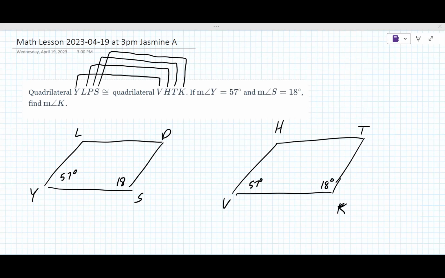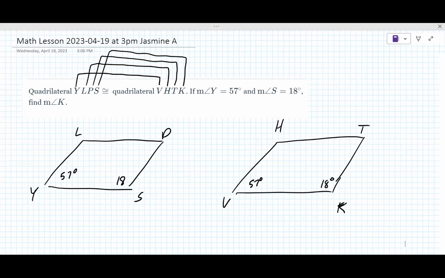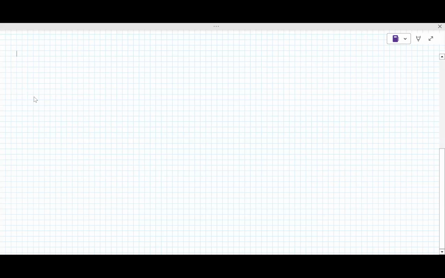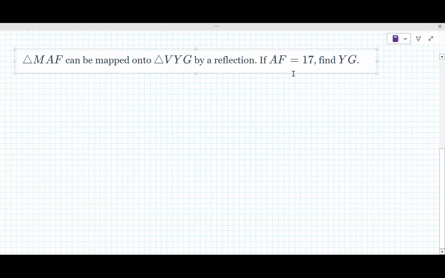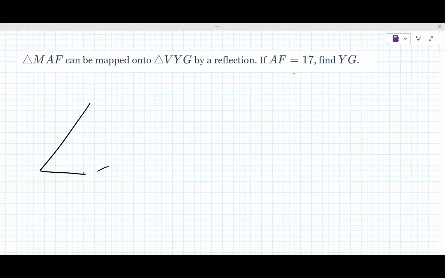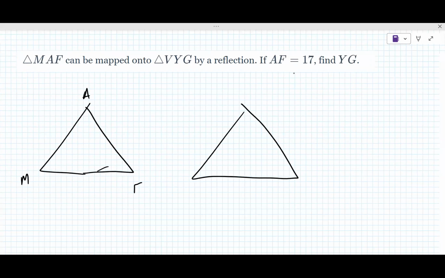All right, so look at another one here. Triangle MAF can be mapped onto triangle VYG. So MAF, VYG. Again, you've got to label them in the same direction. Now AF, notice that it's MAF. So AF corresponds to YG. That's why it's so important to get those correct.